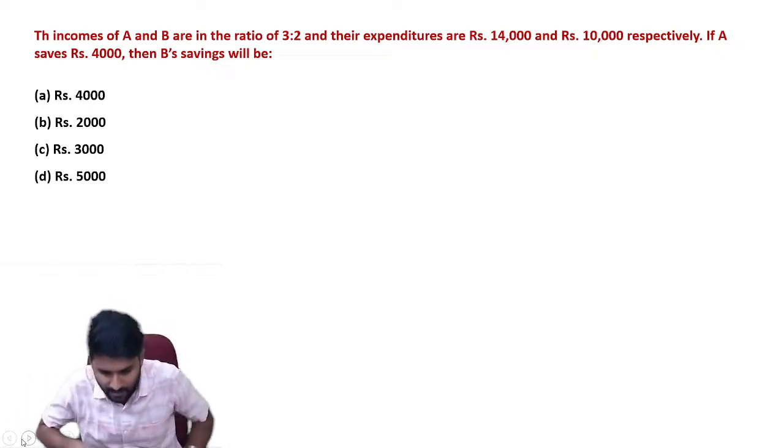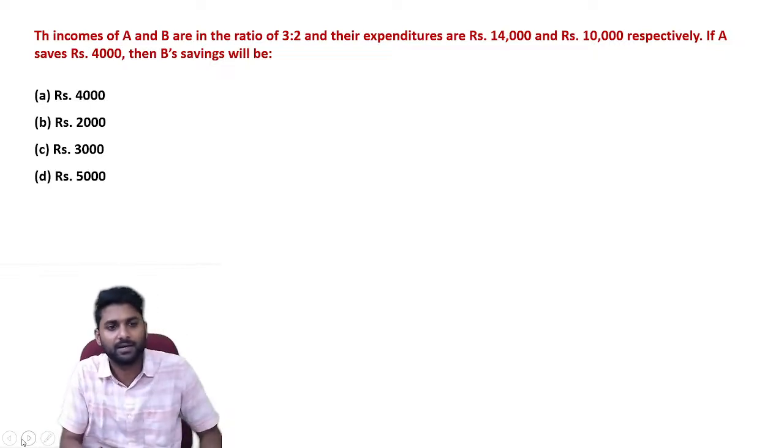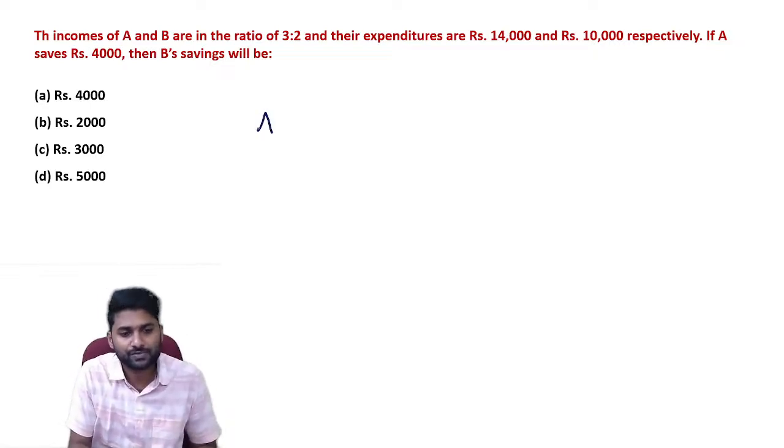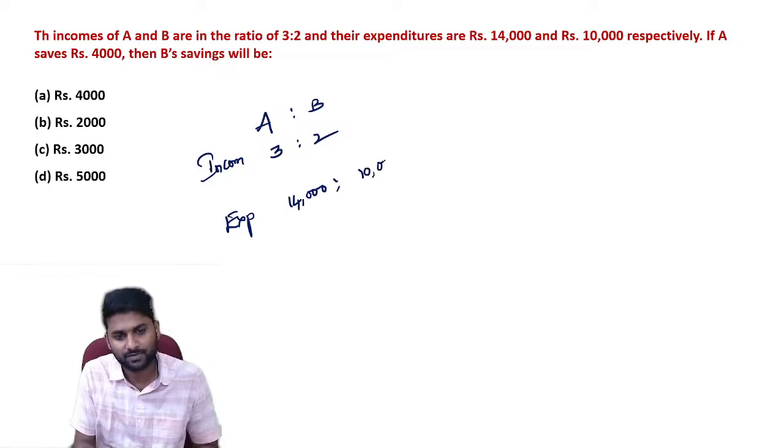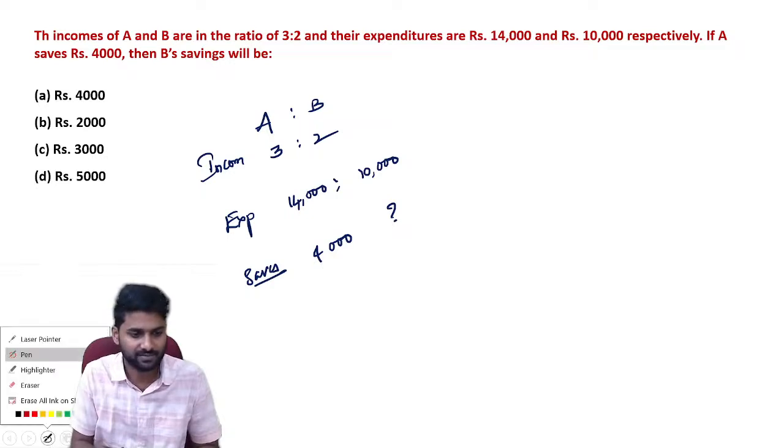Now see, here the incomes of A and B are in the ratio of 3 is to 2. The expenditures are given as 14,000 rupees and 10,000 rupees. A saves 4,000 rupees. Now the question: what is B's savings? So we require B's savings.